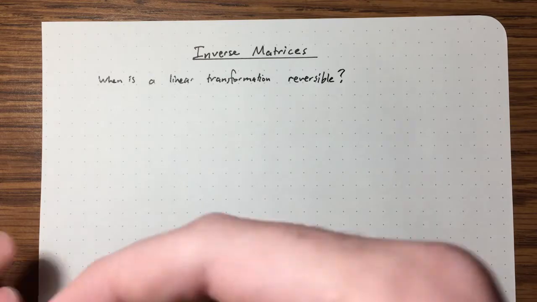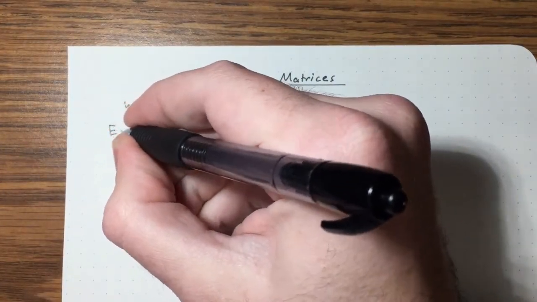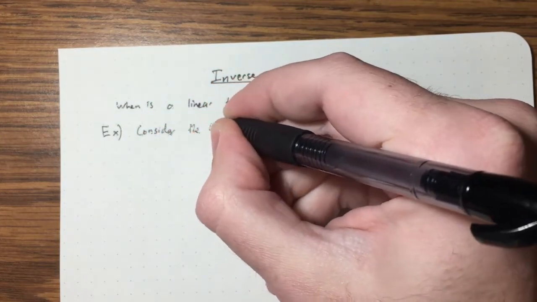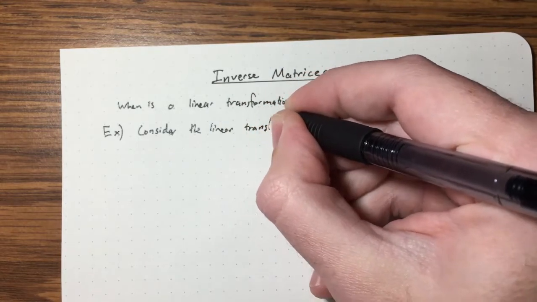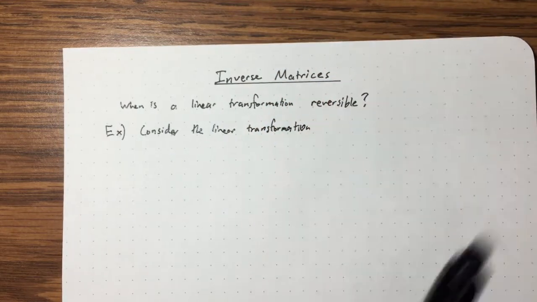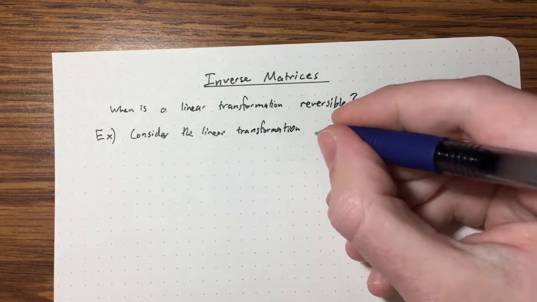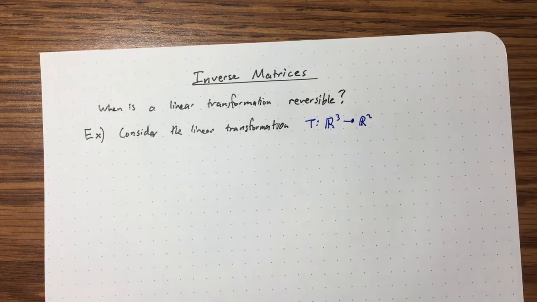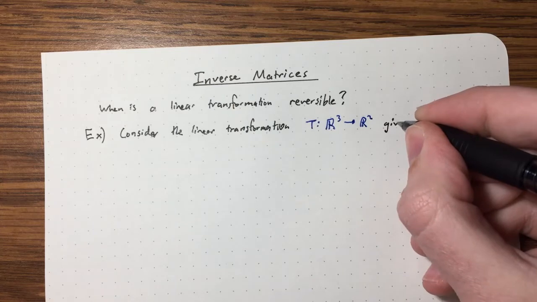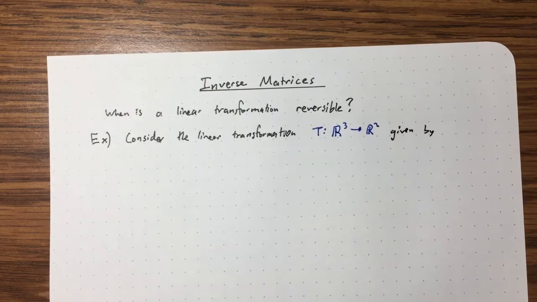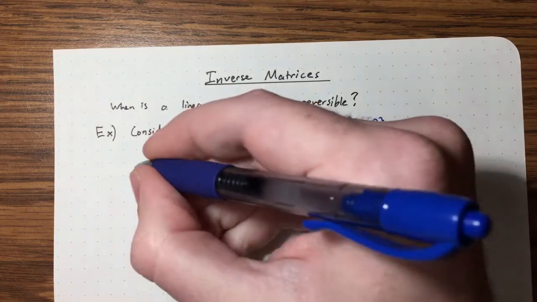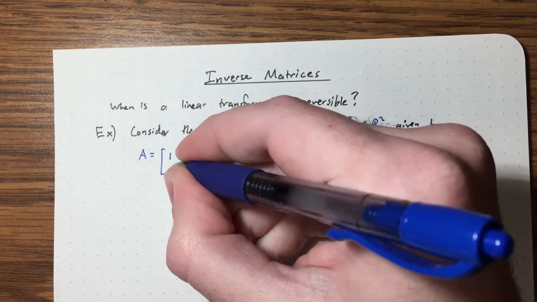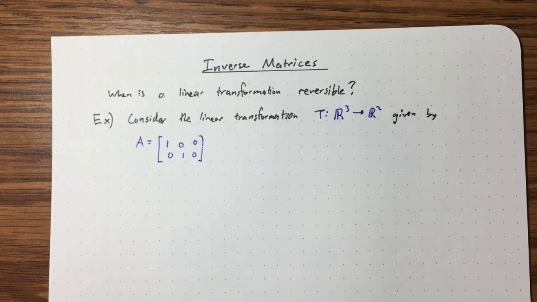Okay, actually, let's jump into some examples right away. So I'll give you a linear transformation. Let's do one that we've seen before actually. This will be the transformation from R3 to R2. And how will I tell you what this linear transformation is? I'll give you its matrix. So it's given by the matrix A, I'll call it. And so this is going to look like this: 1, 0, 0, 0, 1, 0.